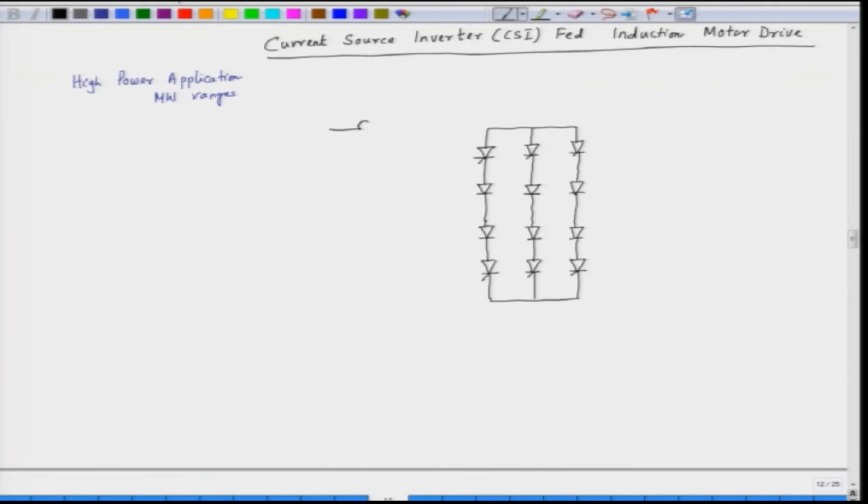And we have a DC link. The DC link has a large inductance. We have the capacitors between the SCRs and the diodes. They are called the commutating capacitors. Similarly, here also. And then we have the induction motor, which is the load.